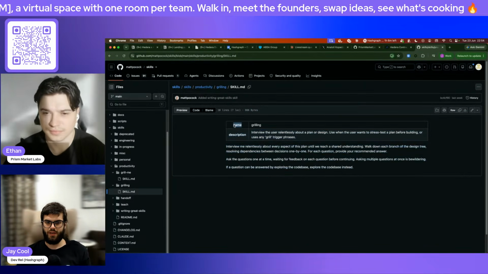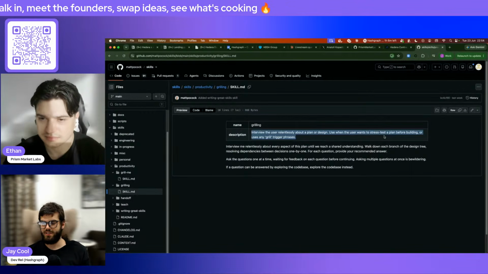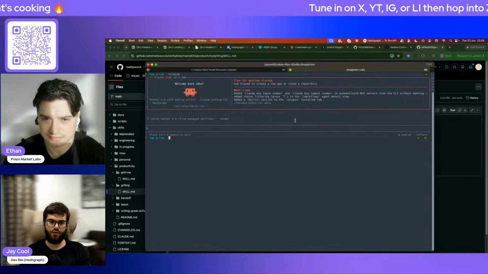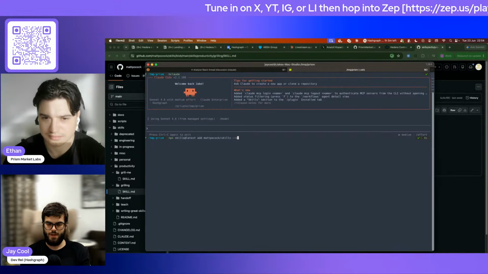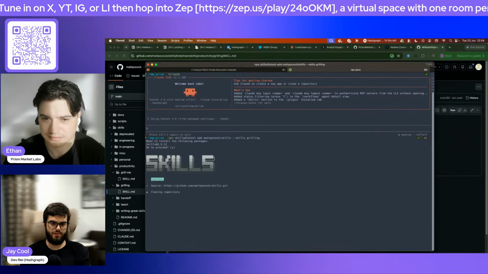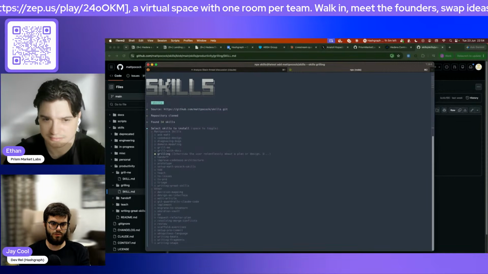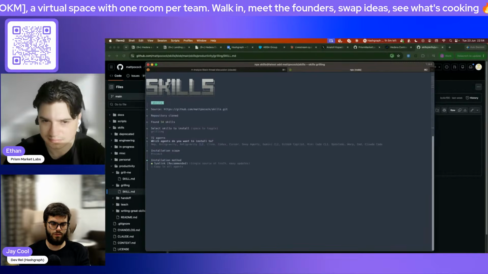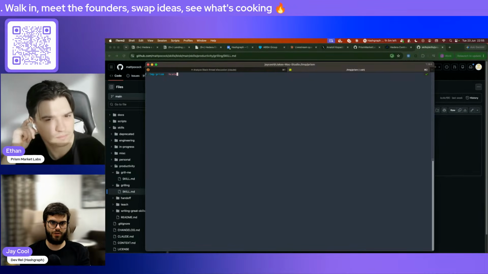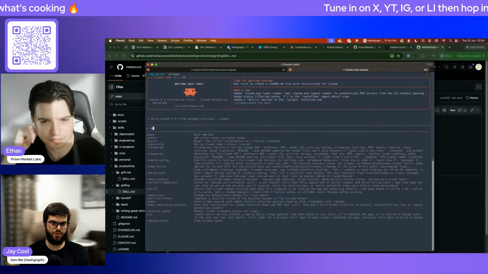Essentially what it is, yeah, interview the user relentlessly about a plan or design, use when the user wants to stress test a plan before building. So we can use that AI skill with Claude Code. Skills. And let's install that. So we'll do the grilling skill. Perfect. So now if I open up Claude Code, we've got this skill available. And we use the Opus 4 model.